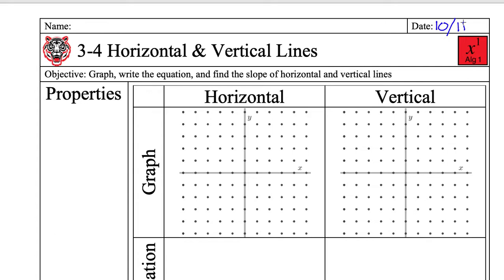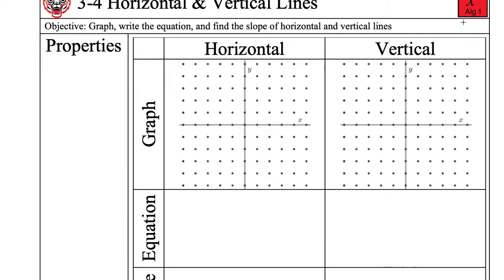Objective: write the equation and find the slope of horizontal and vertical lines. Thank you. Yeah, so there are 3 different parts to the objective, and there's only one homework assignment. So all of these objectives are embedded in one homework assignment. So let's talk about the properties.